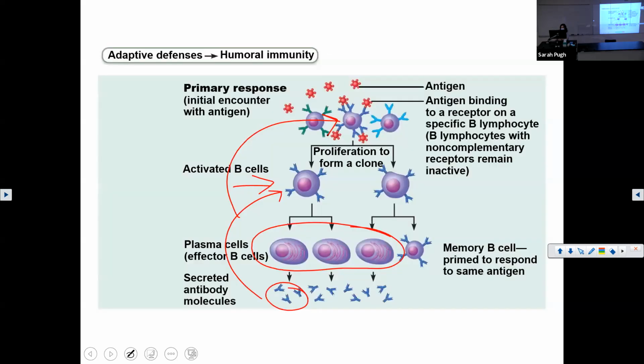Now, it takes time though. If we look at this picture, it takes time for this B cell to even recognize the foreign antigen. Then it's got to make clones. Then it's got to make plasma cells. Then it starts pumping out antibodies. All of that takes time. It takes days for that to happen. This is why when you get sick, you feel crummy for a couple of days. You are not going to feel good because your body is ramping up. It is trying to make those antibodies.